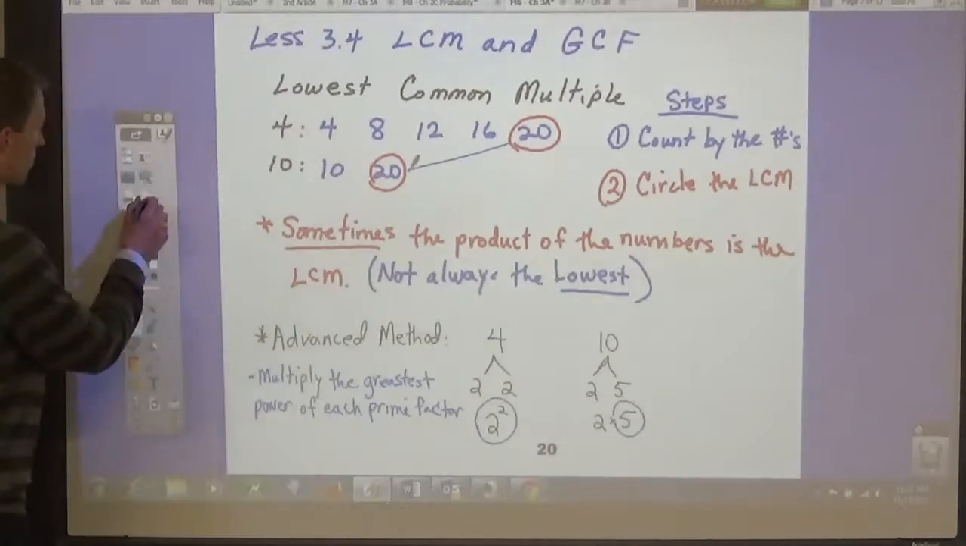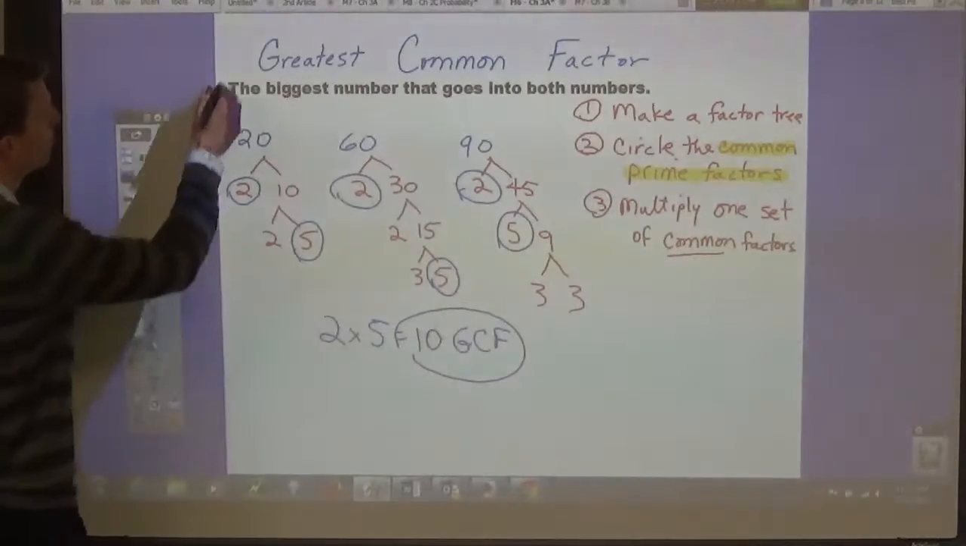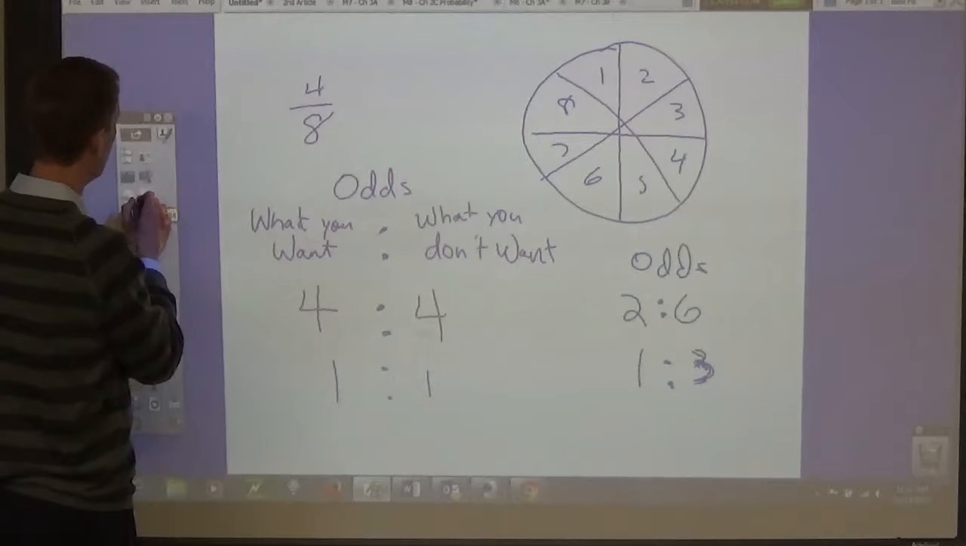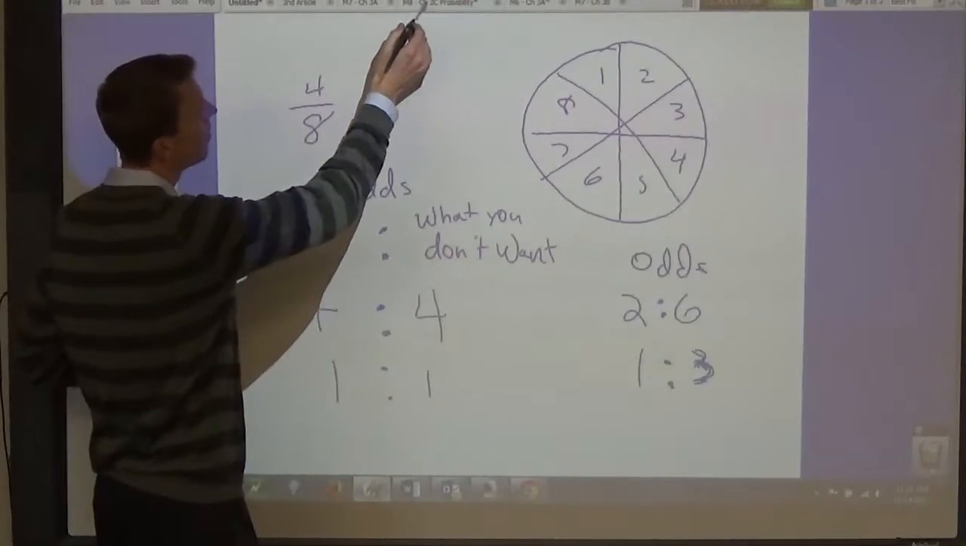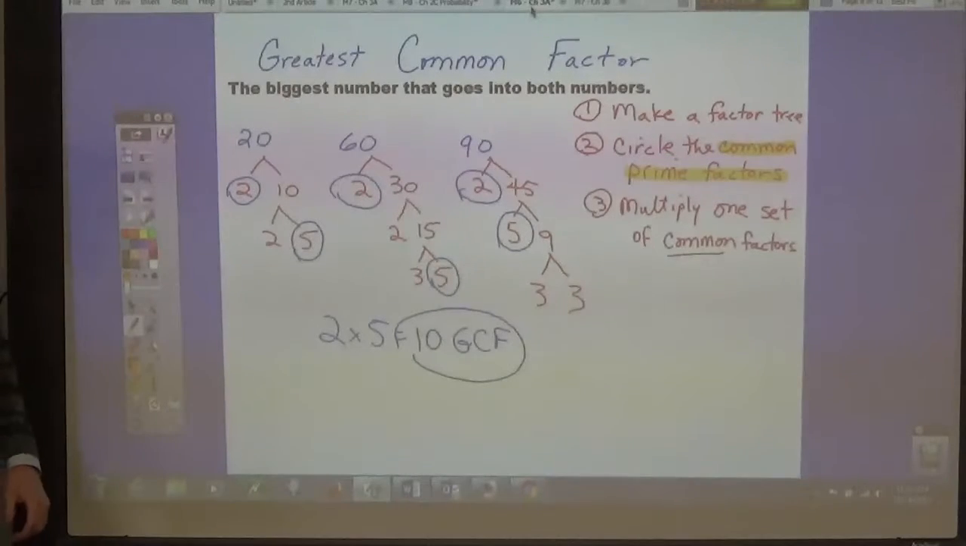Okay? And then we did this example together. Let's see, we did some other examples. Oh, no, I erased them already. Well, we did those for your assignment today. So, any questions on what we've done so far in this chapter? Prime and composite, prime factorization, greatest common factor, or sorry, lowest common multiple. All right.